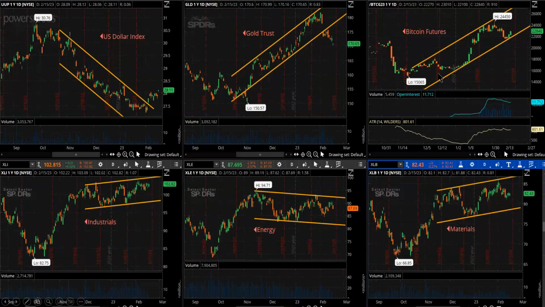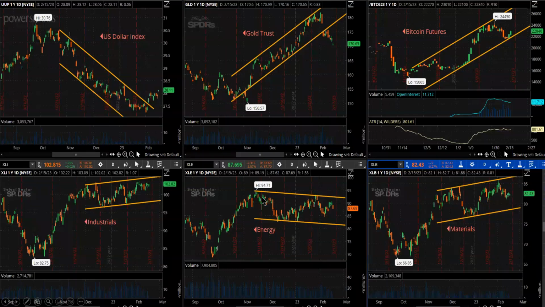Bitcoin futures, this is the futures. We're in an uptrend, okay? Industrials, XLI, this kind of looks like an ending diagonal to me. I mean, it can break higher, but my bet is that it's going to at least come back and retest this. And if we break down, we break down.